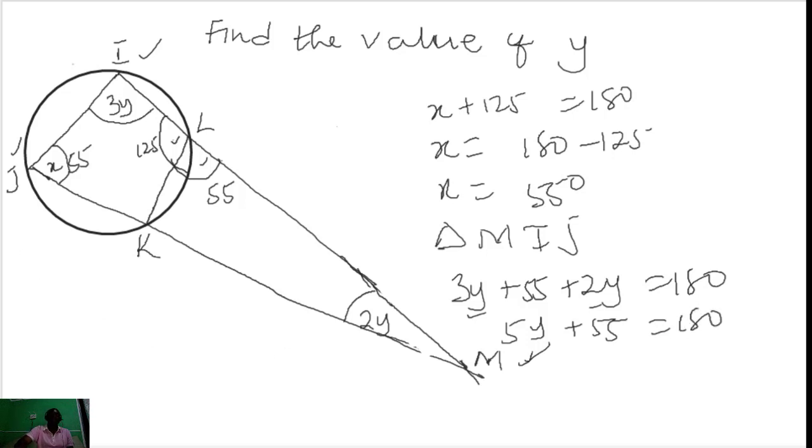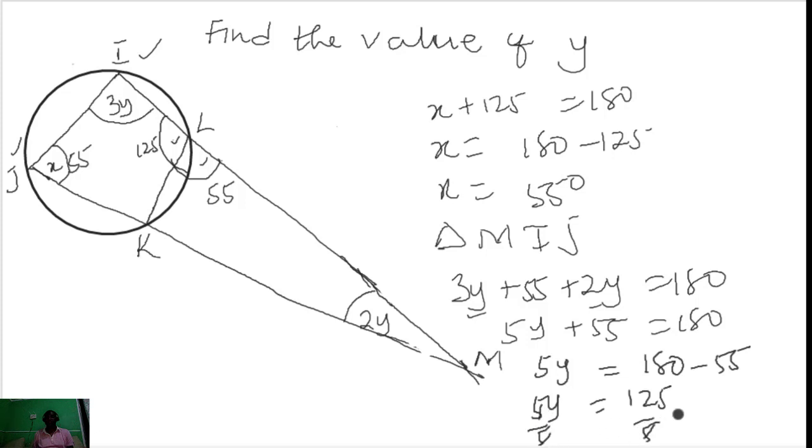So we now sum it up and solve it. After summing it, we will group like terms. Grouping like terms means that we will move the 55 to the other side. So we have 5y is equal to 180 minus 55. So 5y is equal to 125. Divide both sides by 5. Then our y will now be 25 degrees. Good, so we have found our y. We got 25 degrees. Let's move on with more examples.